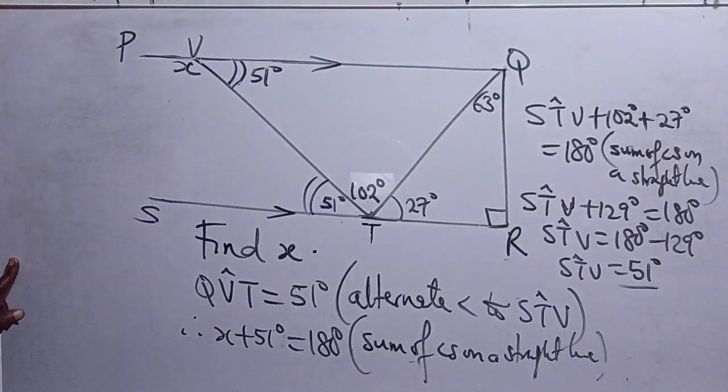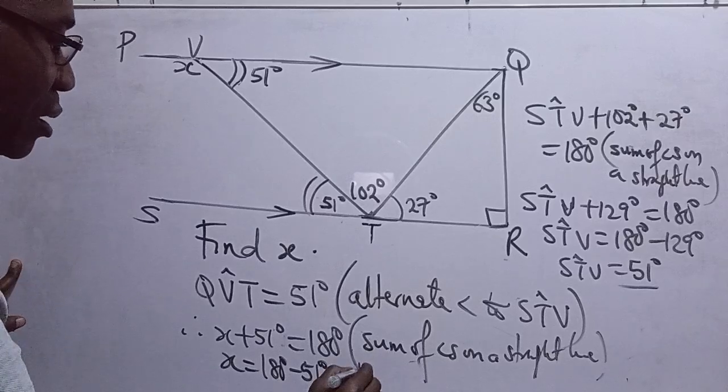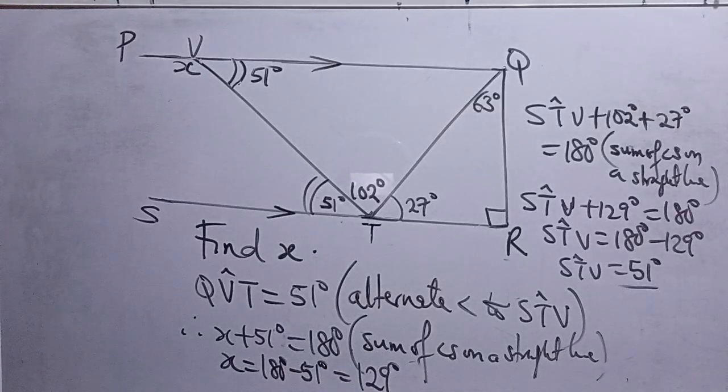So in this case, x will be equal to 180 degrees minus 51 degrees. That will be 129 degrees. So the value of our x as required is 129 degrees. That is the solution to the problem.